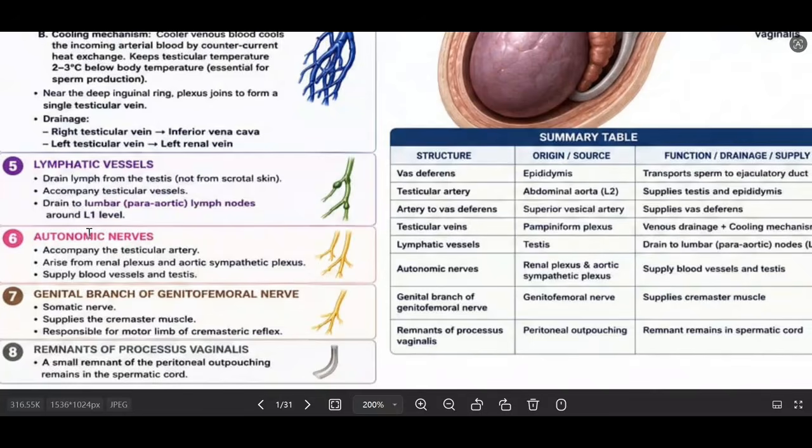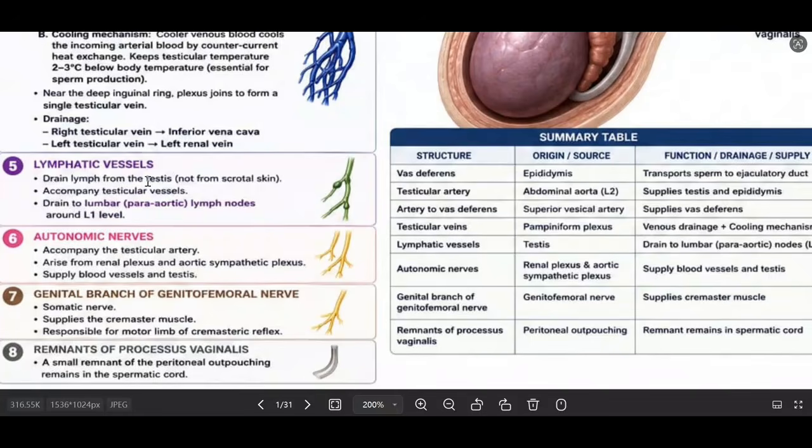Now there is a very important Viva point here. If the testes drain into the para-aortic or lumbar lymph nodes, where does the scrotal skin lymph drain? The scrotal skin drains into the superficial inguinal lymph nodes. Now why is there a difference? The reason is that the testis develops in the abdomen, so it retains the abdominal lymphatic drainage even after descending into the scrotum.